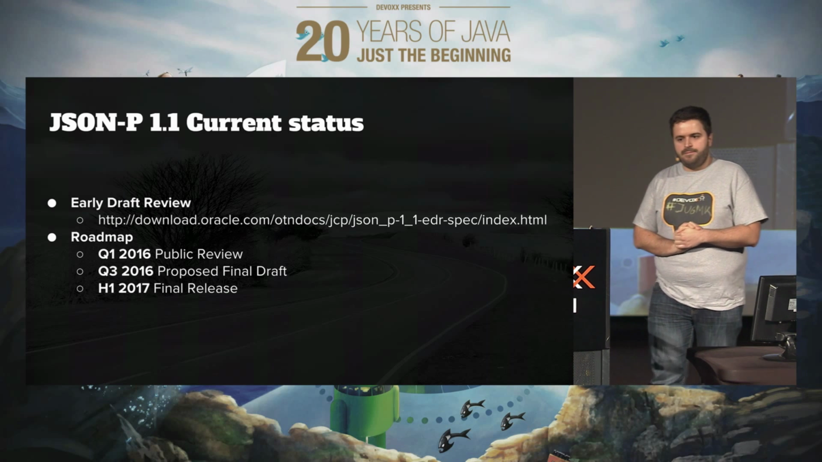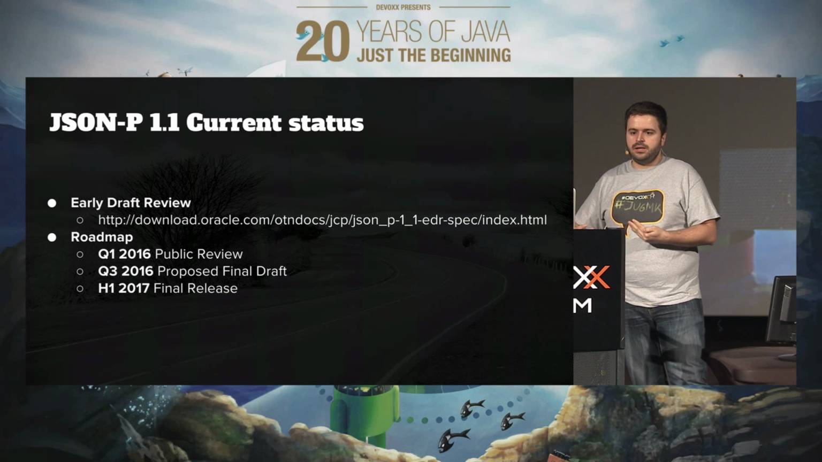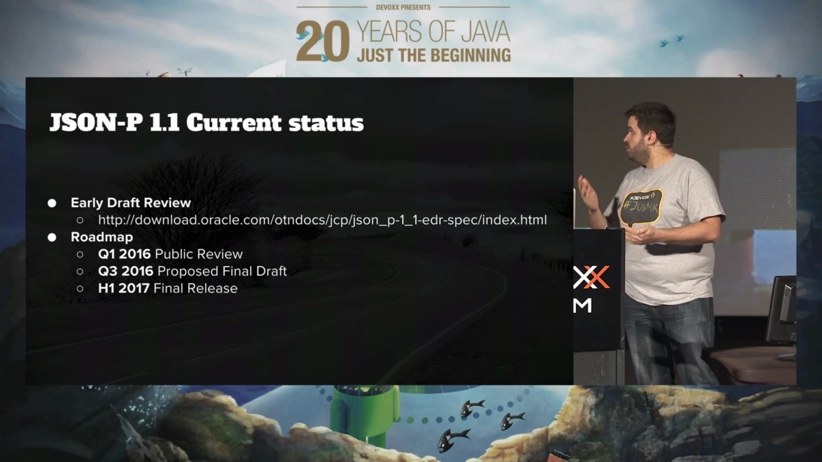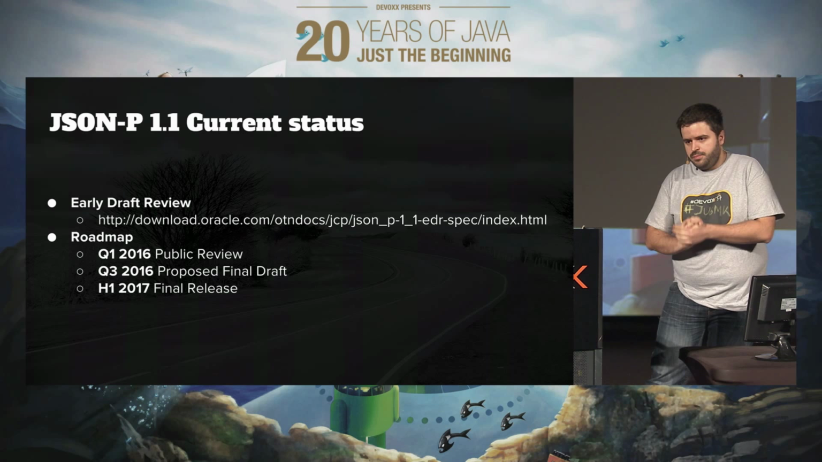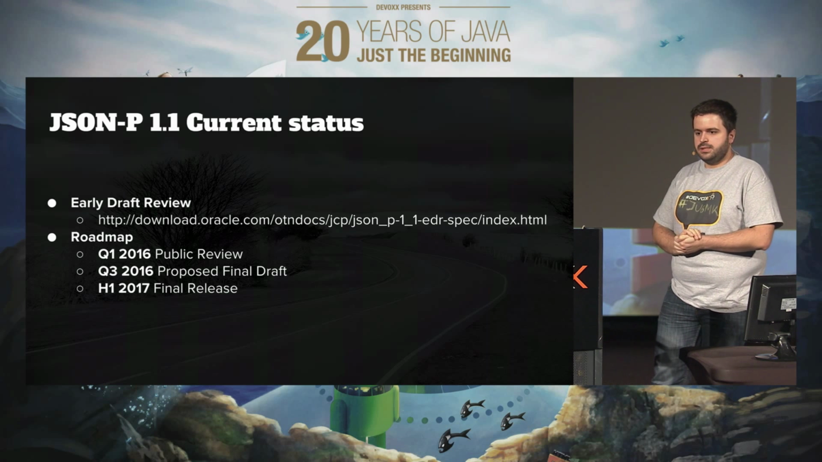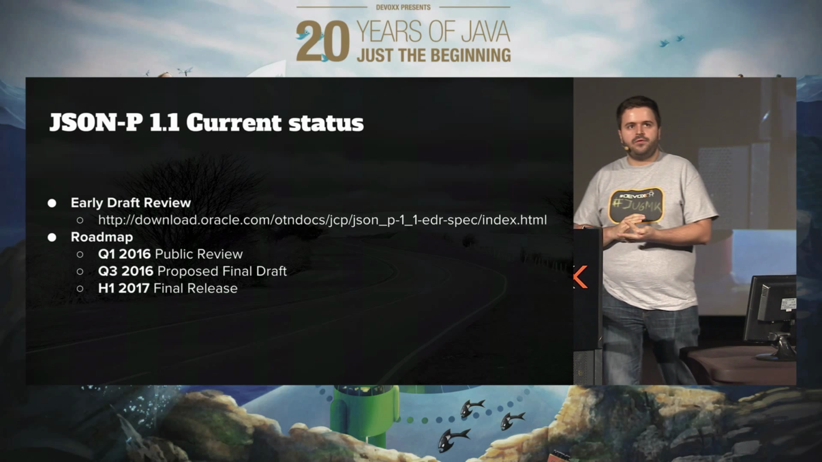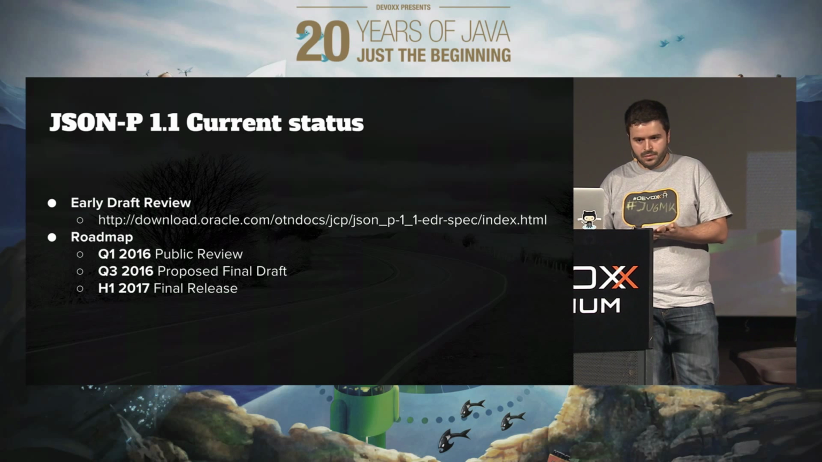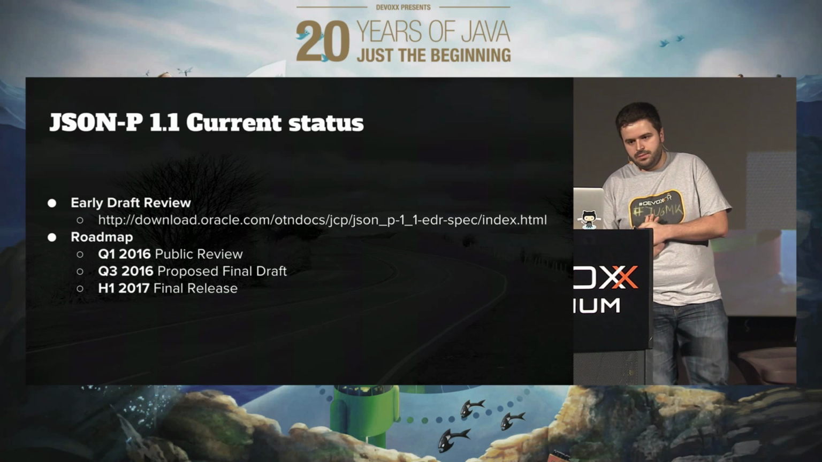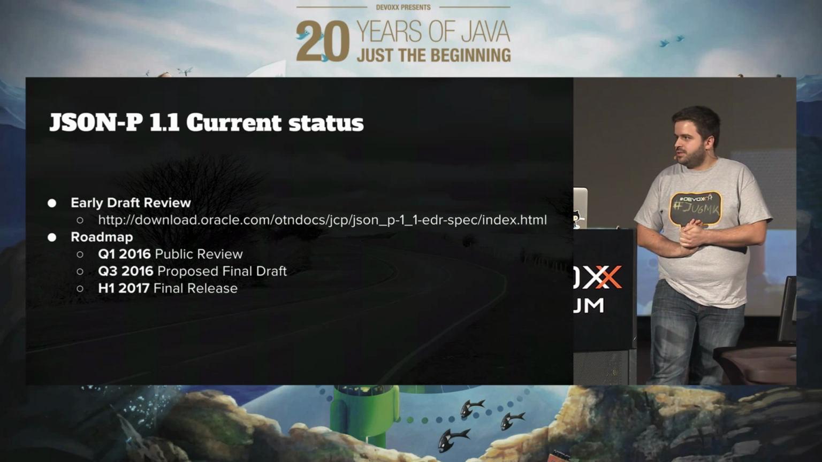So for the roadmap, you can see the early draft of the specification at that URL. The roadmap is for Q1 of 2016 to have a public review, Q2 of 2016 to have the final draft of the specification, and to actually have the release somewhere in 2017.